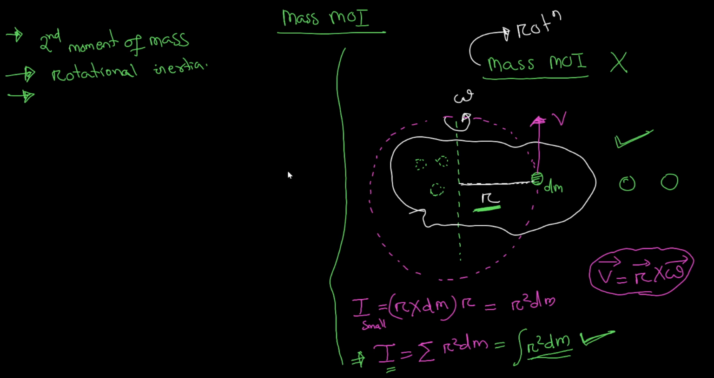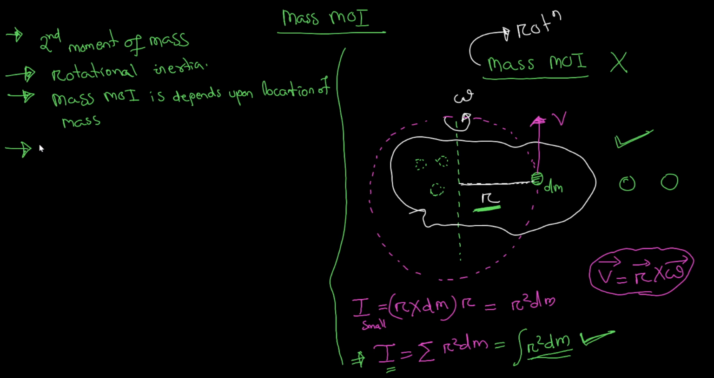So I'll write over here: mass moment of inertia depends upon what? It depends upon the location of the mass. As the mass is distributed at a longer distance from the reference axis, the mass moment of inertia value will increase. So finally, what is mass moment of inertia?